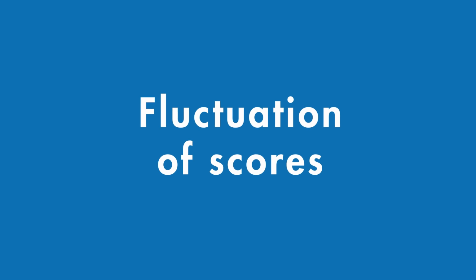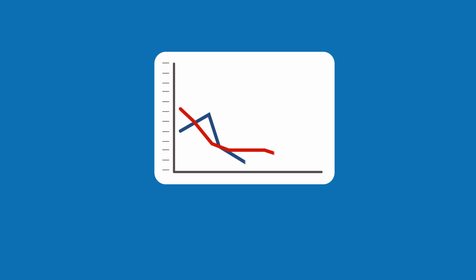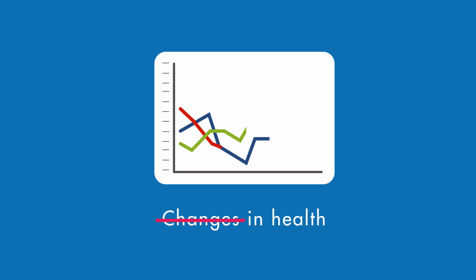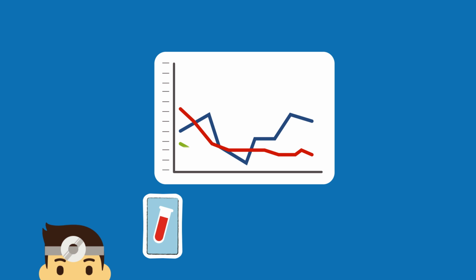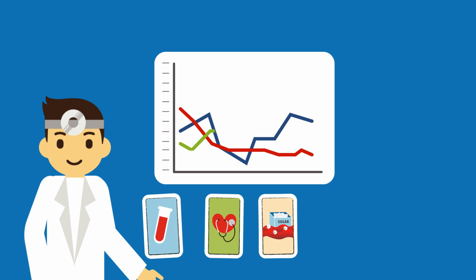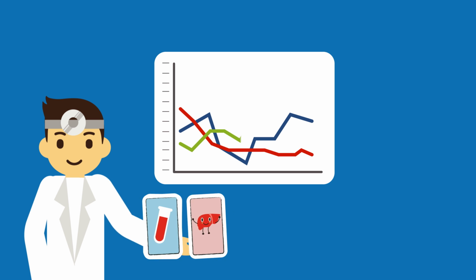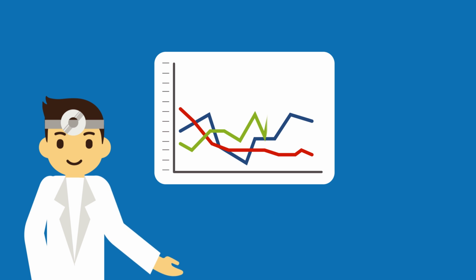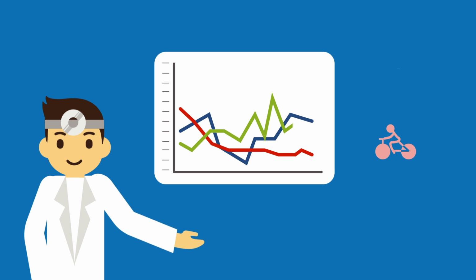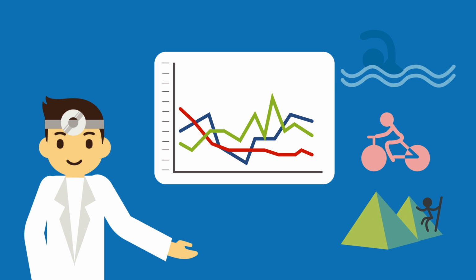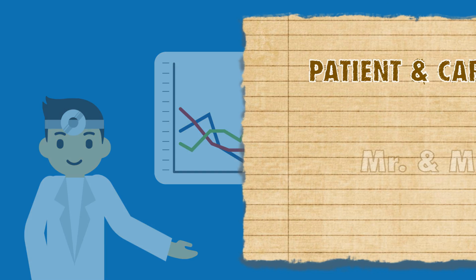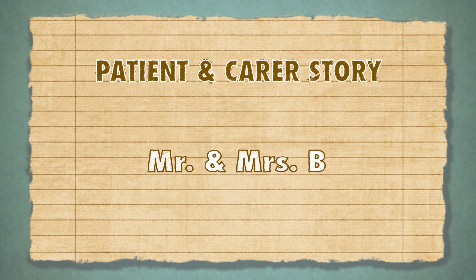Fluctuation of scores. You should be aware that the scores of any test can vary quite a lot without there being any major changes in your health. For this reason, your doctor might suggest that you are retested at a later date to see if your scores have settled back to normal, and they might ask you to make changes to your lifestyle. Let's look at a story to illustrate this.